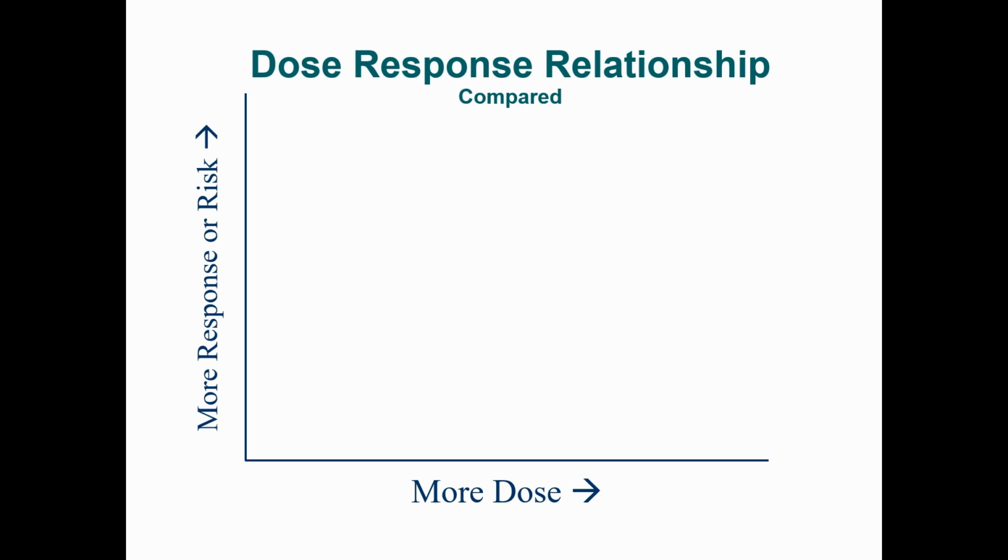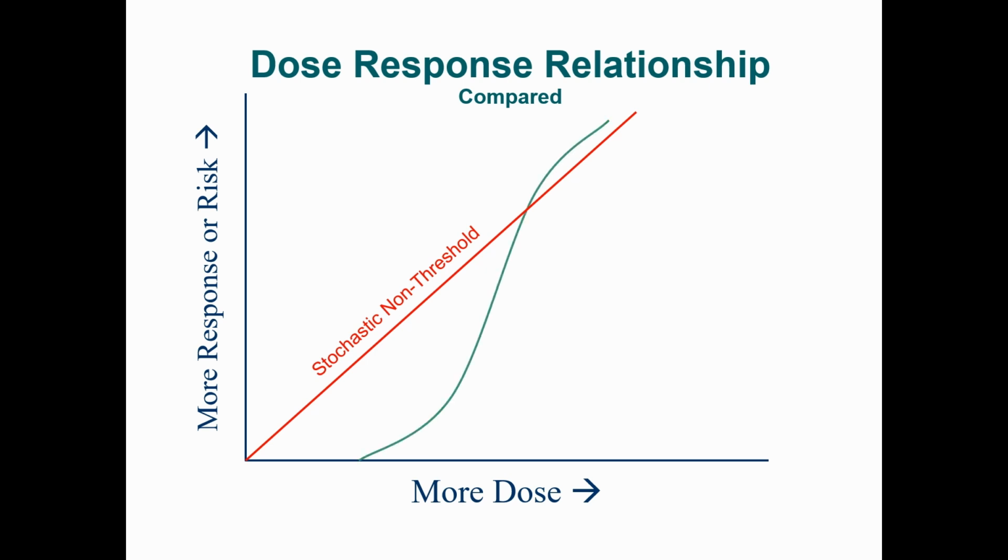A simple test. Does this curve indicate a stochastic or a non-stochastic effect? If you said stochastic effect, you are correct. This curve has no threshold of response. What type of effect does this curve represent? And the correct answer is a non-stochastic effect. This curve has a definite threshold.